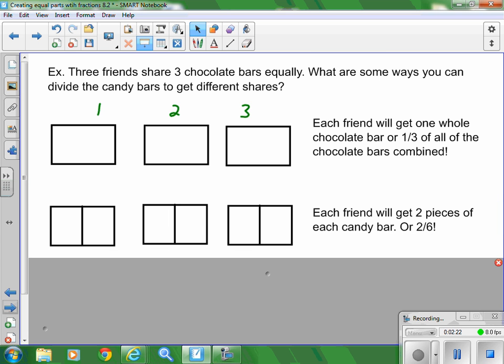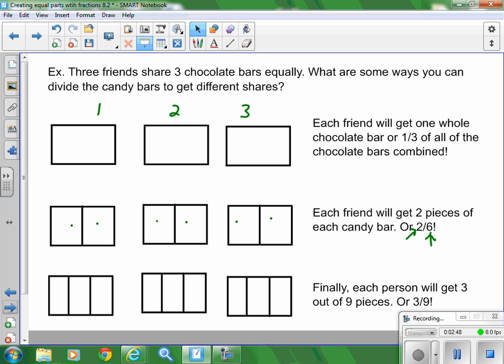If you cut them in half, each friend now gets 2 pieces of each candy bar because your candy bar has been split into 2s. So to find the denominator, you go 1, 2, 3, 4, 5, 6 equal pieces. Denominator is 6. How much does each person get? 2 of each piece. So your numerator is 2 out of 6 pieces. Easy. Let's look at one more way.